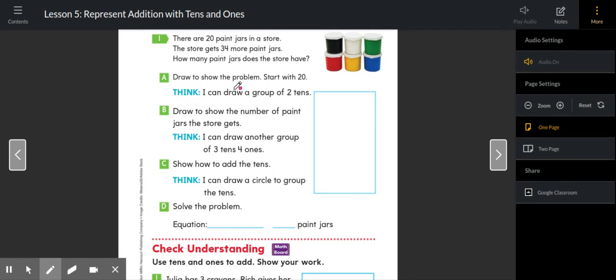Start with 20. I can draw a group of 2 tens. So let's think about what 20 means. It means 2 tens and 0 ones. So if I do a quick picture of that, it looks like this, 2 tens. That's how I would draw 20. Draw to show the number of paint jars the store gets. I can draw another group of 3 tens and 4 ones. So if we look at this number 34, this is what 34 looks like. 3 tens and 4 ones.